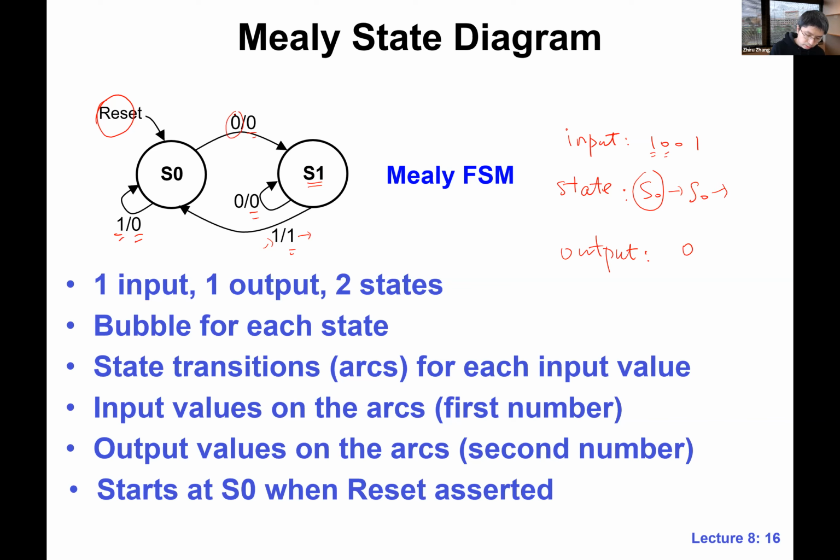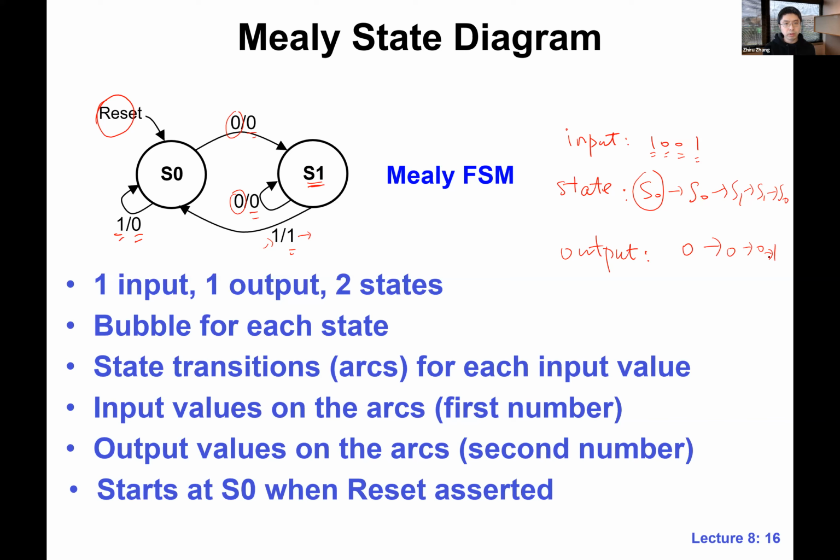That's why we make a transition to S1, and we output 0. And next 0. We are at S1, we see this 0, we stay at S1 and output 0 again until we hit 1. That's where we go back to S0 and we output 1. So this is right, very good. That's S0, S1, S1, S0. That's how we read Mealy.